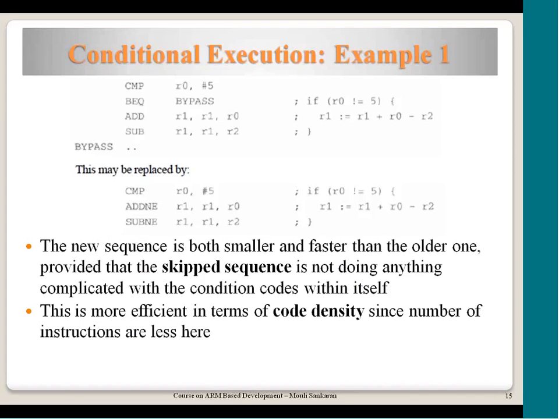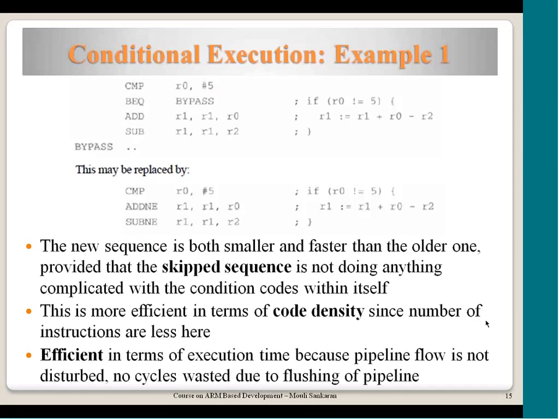So what is the advantage of this? If you look at the number of words occupied by these 3 instructions and only 2 instructions here performing the same job, that means your code density is better in this case. And then there is one more inherent advantage of doing it this way, which I will explain in the coming slides. So code density is included here, and it is also efficient in terms of execution time because the pipeline flow is not disturbed.